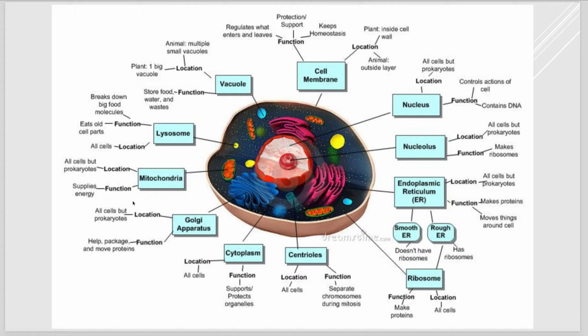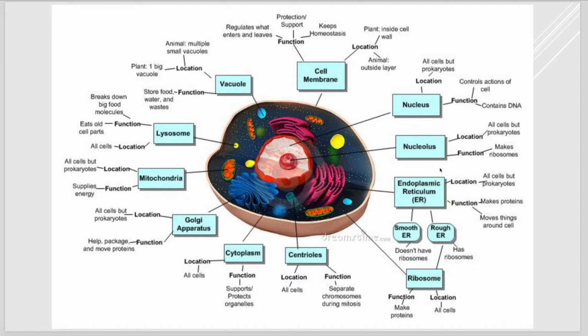Mitochondria, of course, these are the structures that make energy. The vast majority of energy is made in the mitochondria. The nucleus, of course, is kind of the brains. This is where we have our DNA. This is where transcription occurs.